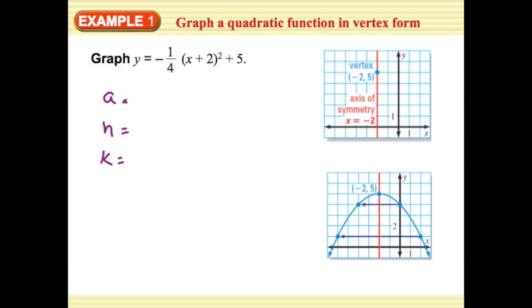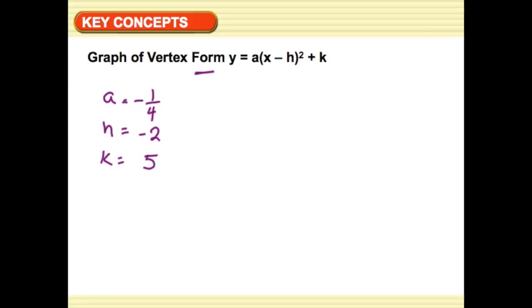So a is our negative 1/4. H is negative 2. And k is 5. Now, you might be looking at this and going, what do you mean h is negative 2? This is a plus 2. But if we take a look back at our original form, you can see that the function here is y equals a times x minus h squared plus k.